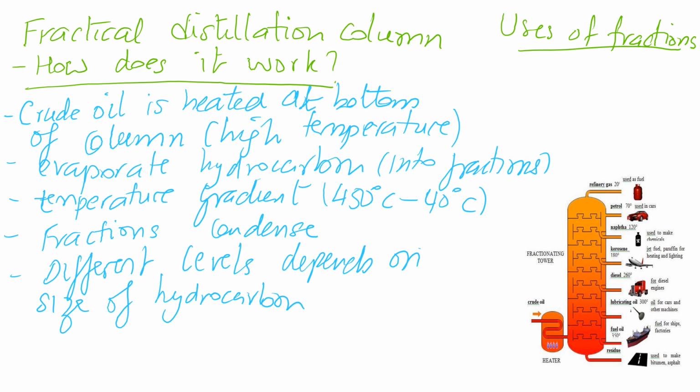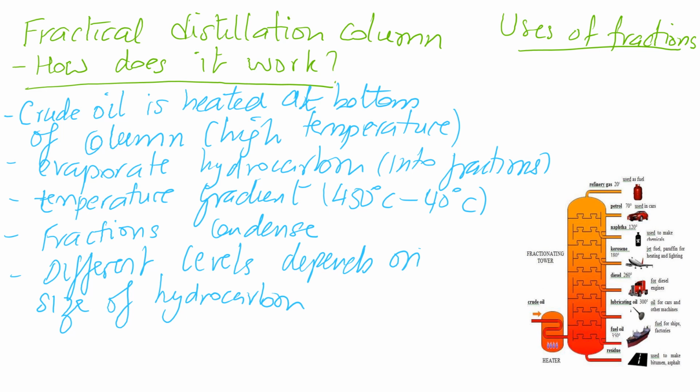Other questions for the exams, for 6 markers, could be the fractional distillation column: how does it work, or how the fractions are made and what they're used for. So the process I have written out for you: the crude oil is heated at the bottom of the tank, as shown in the diagram as well, which is at about 450 degrees, the highest temperature, and the fractions will then evaporate. So once you heat it up, it breaks down into hydrocarbons in different fractions, which evaporate.